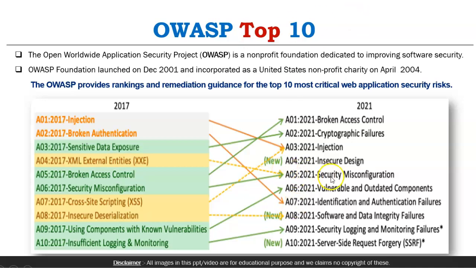So A05, which is security misconfiguration, and A09, which is security logging and monitoring failures, we will cover in this one. Security misconfiguration is not a new one, it was already there in 2017. This other one is part of what was insufficient logging and monitoring, so it is also not new but renamed. So this we'll cover today. Hopefully in the next couple of lectures we'll be able to cover the remaining ones also.